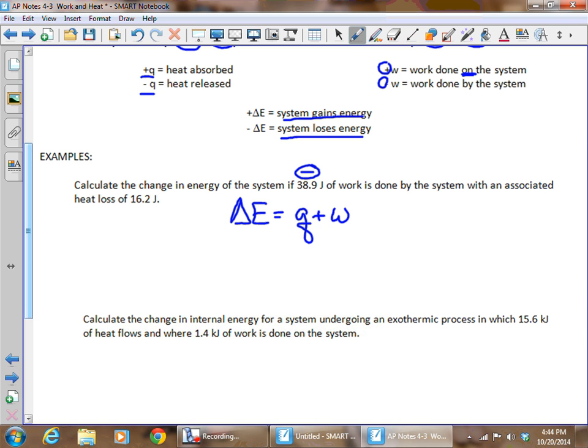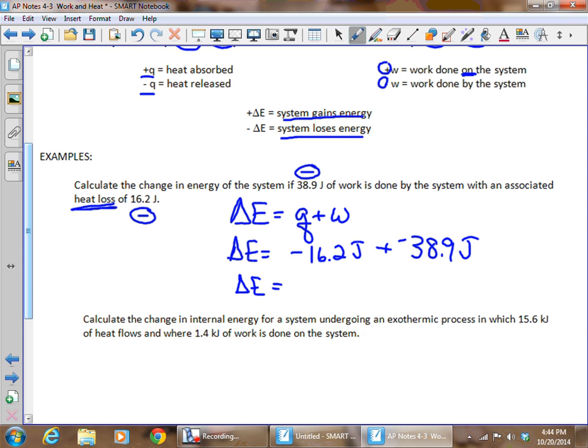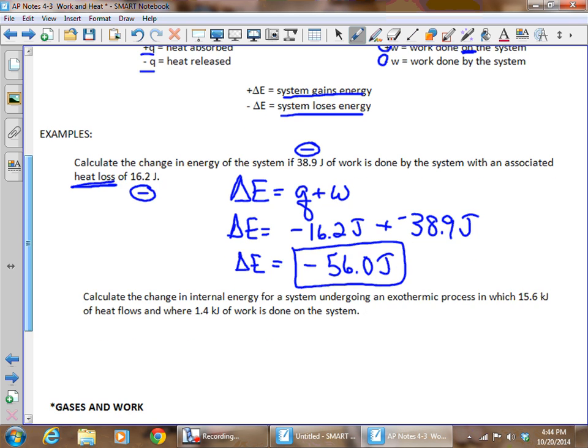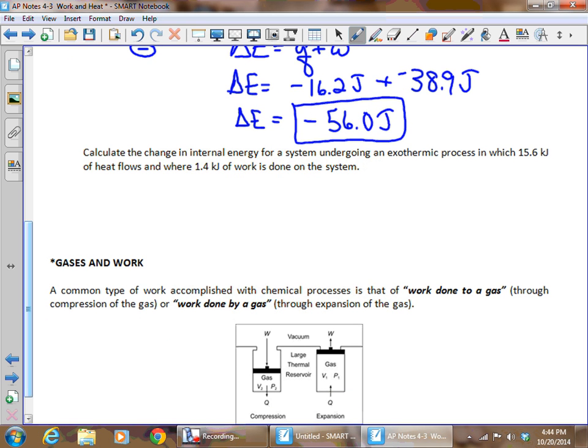And we lost heat, it says right here, and that loss of heat means we're also going to have a negative value for Q. So delta E then is going to be equal to our Q value, negative 16.2 joules, plus our work value of negative 38.9 joules, and we get an overall change in energy of negative 56.0 joules. So that means this system has lost energy, and the energy has been given off. Obviously, it hasn't been destroyed. You can't destroy energy, but you can give it off.